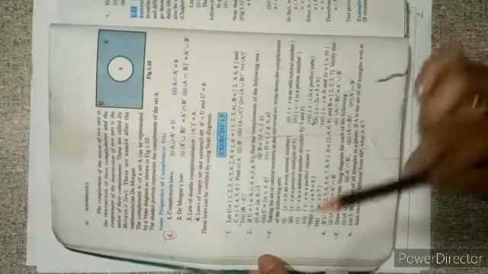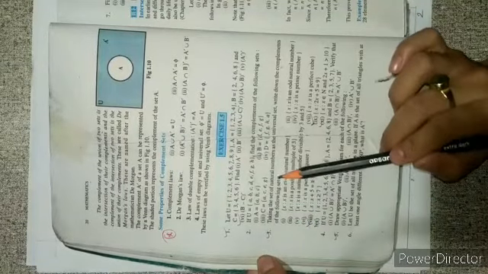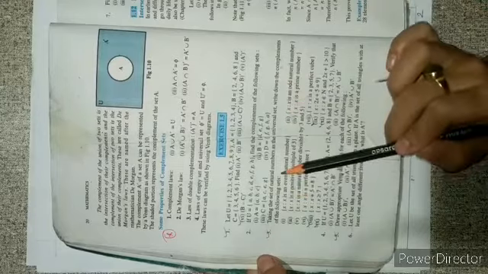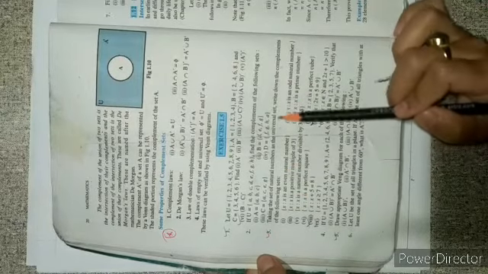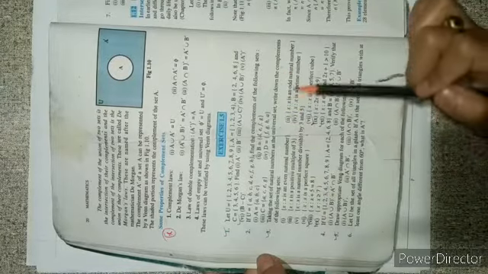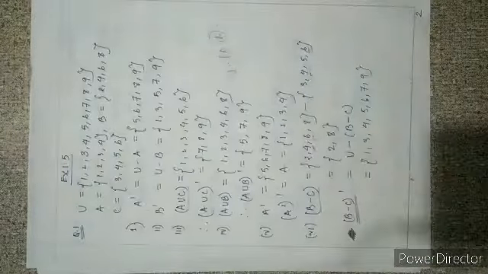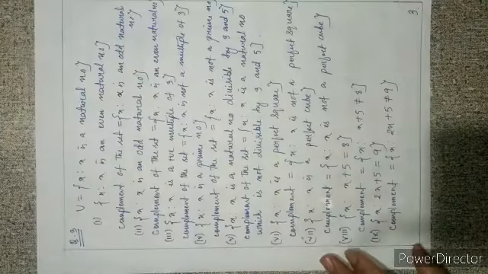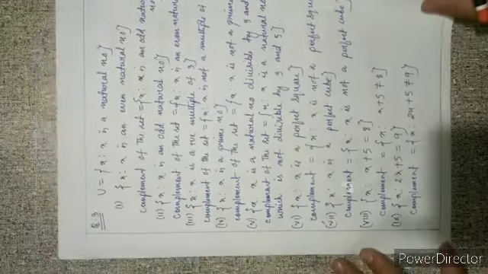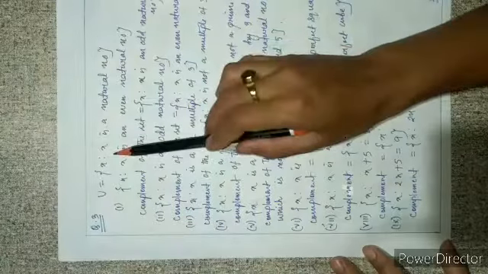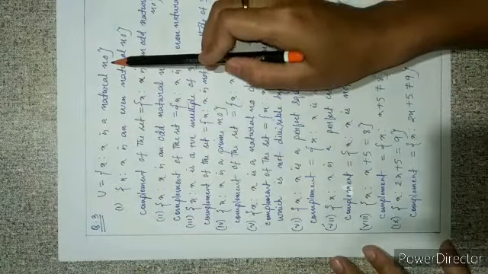Exercise 1.5, question number 3. Taking the set of natural numbers as the universal set, write down the complements of the following sets. Here U is the universal set. Universal set is the set of natural numbers.